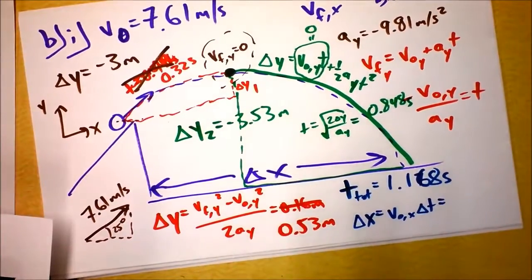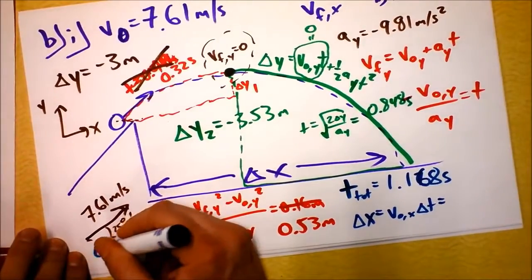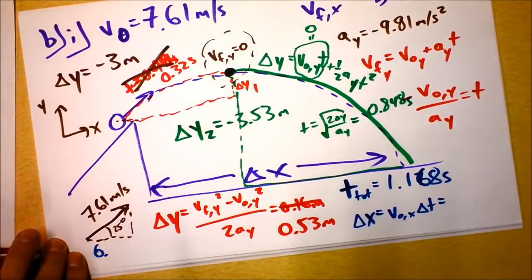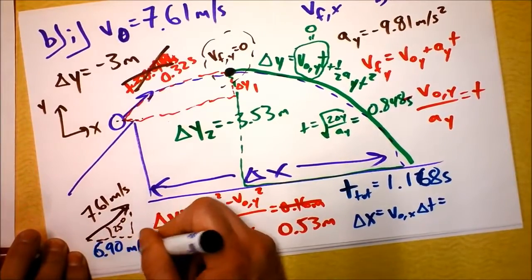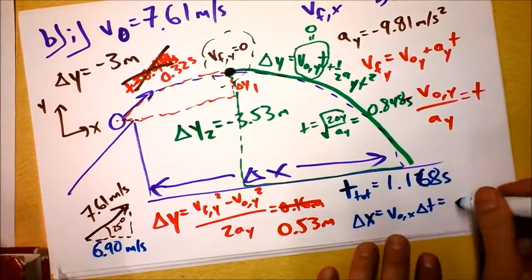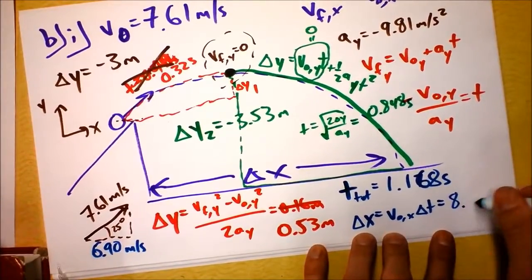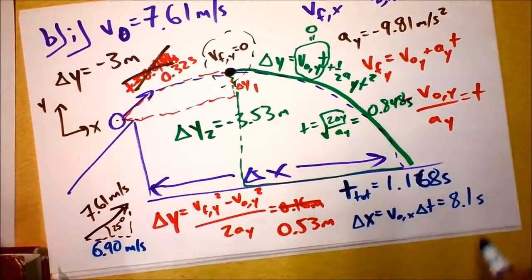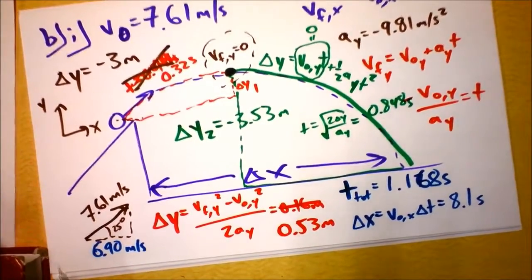What's the initial velocity in the X direction? Do you know it? 7.61. No, it's not 7.61. 6 point what? 9. How many sig figs do you honestly have? 6.90 meters per second. I'm supposed to multiply that by 1.168 seconds. What's that total distance? 8.06. 8.1.